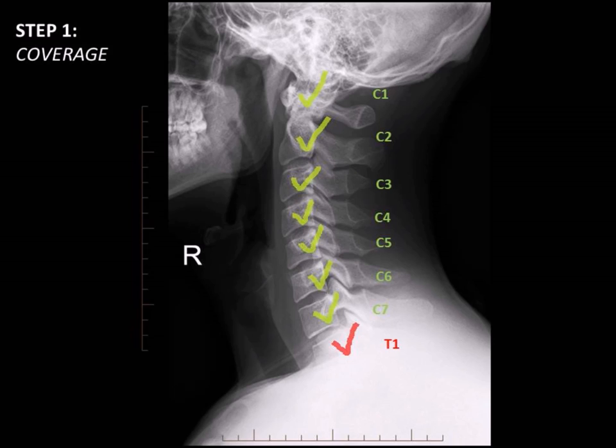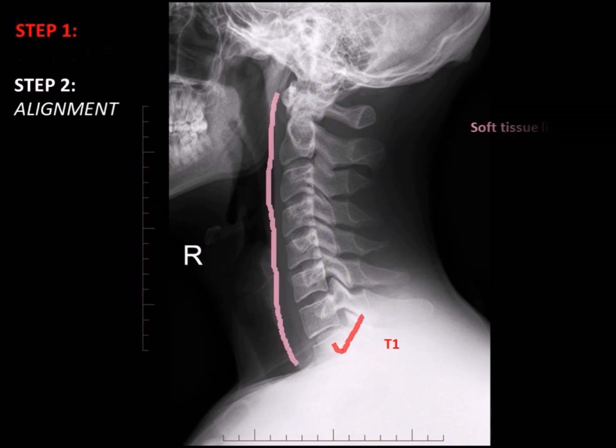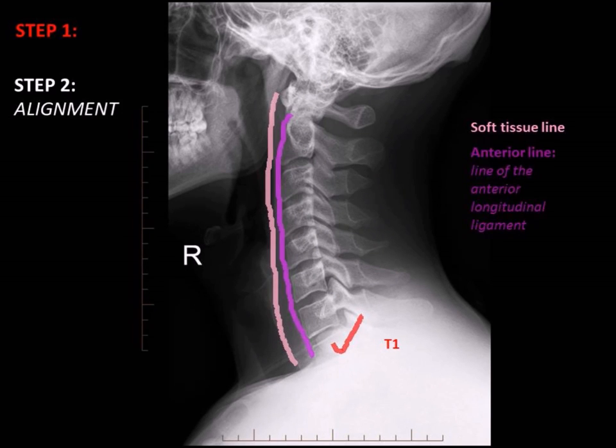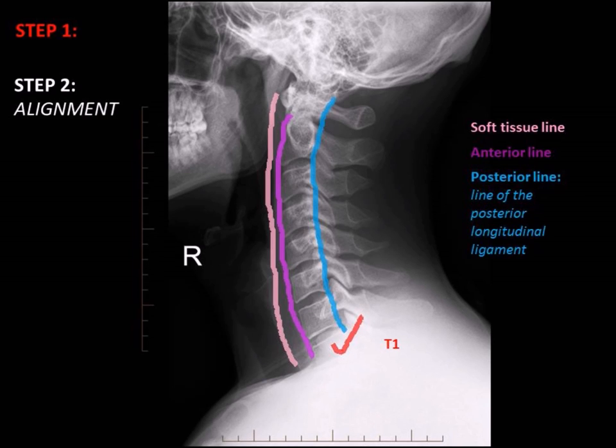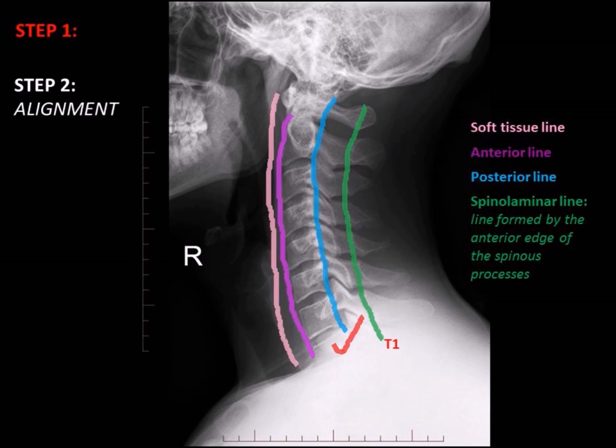Next, we check the alignment. So we want to look at the soft tissue line, the anterior line, which is the line of the anterior longitudinal ligament, the posterior line, which is the line of the posterior longitudinal ligament, and the spinolaminar line, which is the line formed by the anterior edge of the spinous processes. We need to ensure that these are all in line. For example, that they are not disrupted and do not contain any steps. And remember that the spinal cord lies between the posterior and spinolaminar lines.